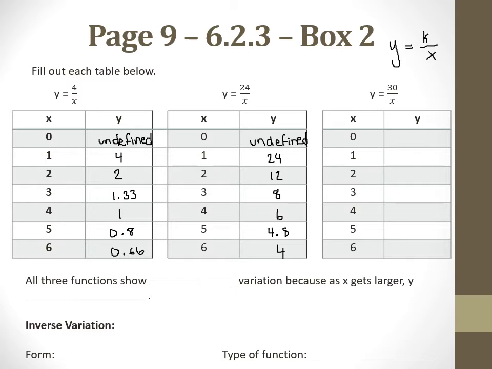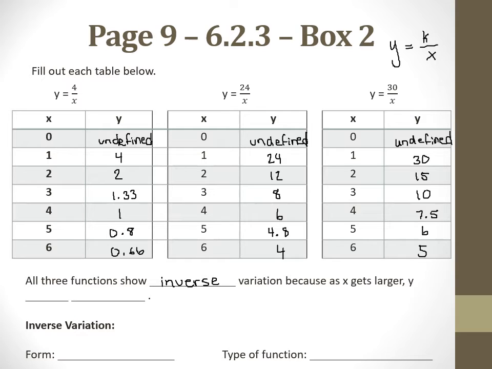And our last example, y equals 30 divided by x. Again, 30 divided by 0, any number divided by 0 is undefined. 30 divided by 1 is still itself. 30 divided by 2 is 15. 30 divided by 3 is 10. 30 divided by 4 is 7.5. 30 divided by 5 is 6, and 30 divided by 6 is 5. So all three of these functions are examples of inverse variation.